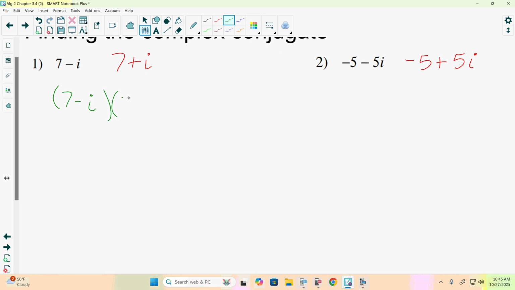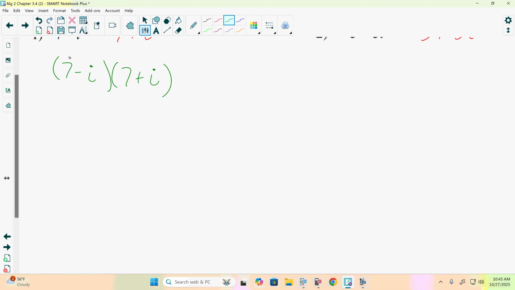Now, before we move on to the next two, what we're going to do is actually multiply these two together. Let's see what happens. All right, guys, focus up here. So if we multiply 7 minus i and its conjugate 7 plus i, let's see what we get. Now, 7 times 7 is going to give us 49. 7 times i is going to be plus 7i. Negative i times 7 is going to be negative 7i. And negative i times i is going to be negative i squared.